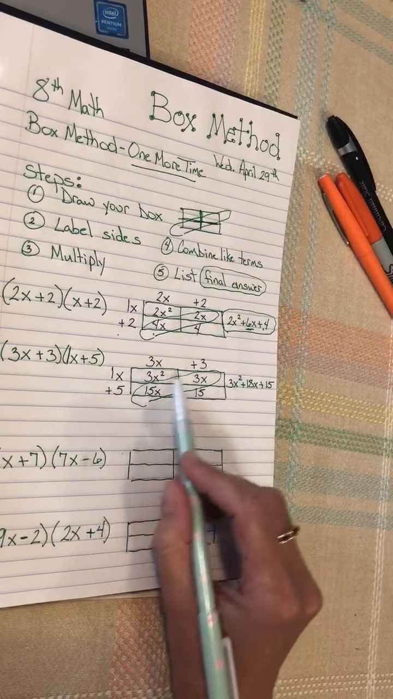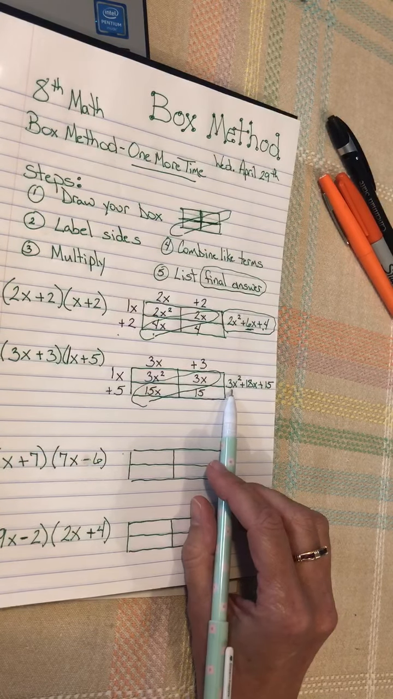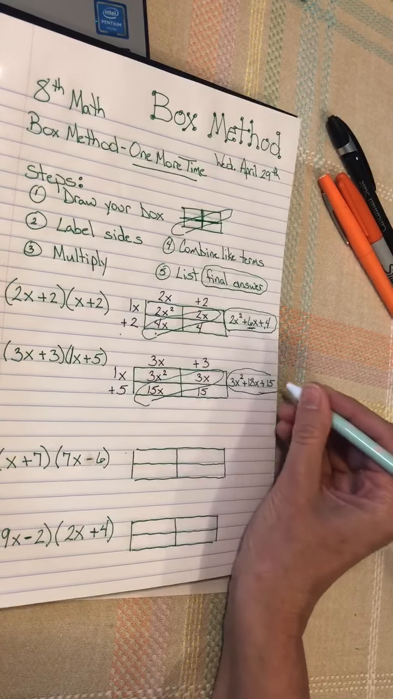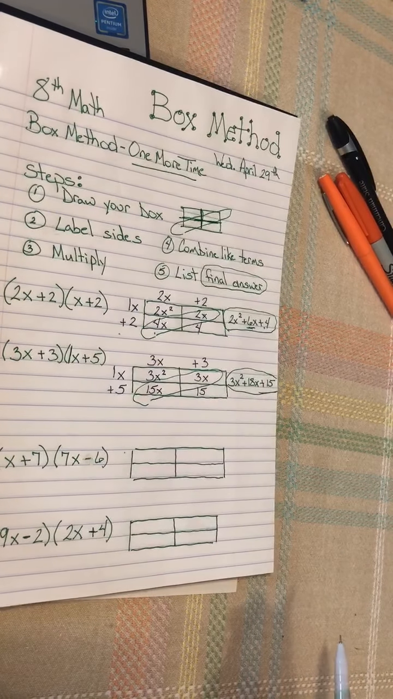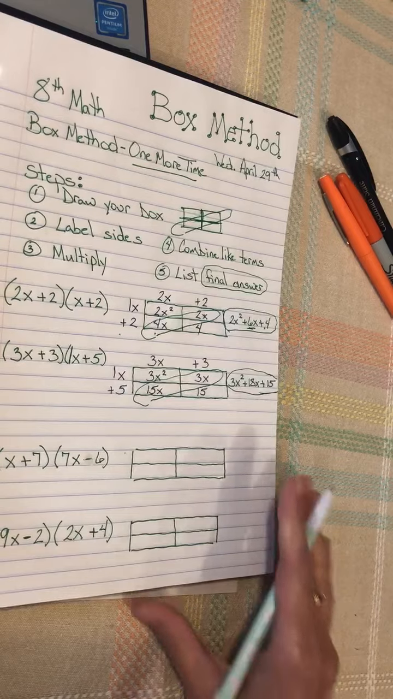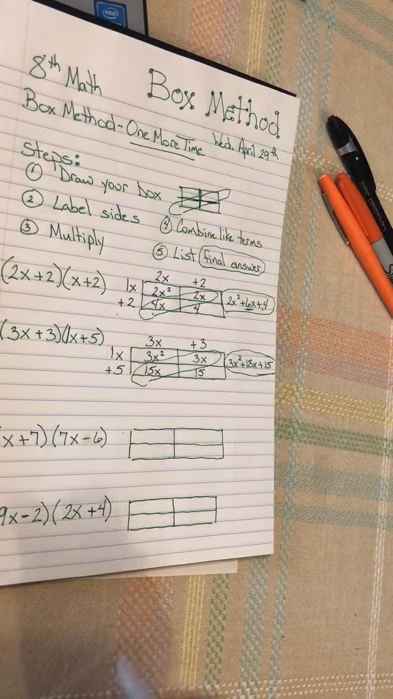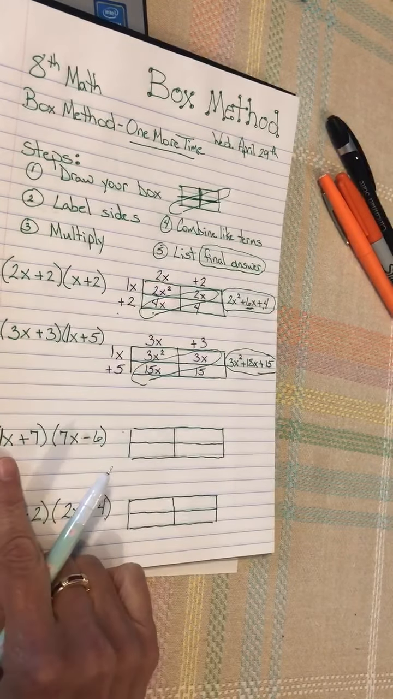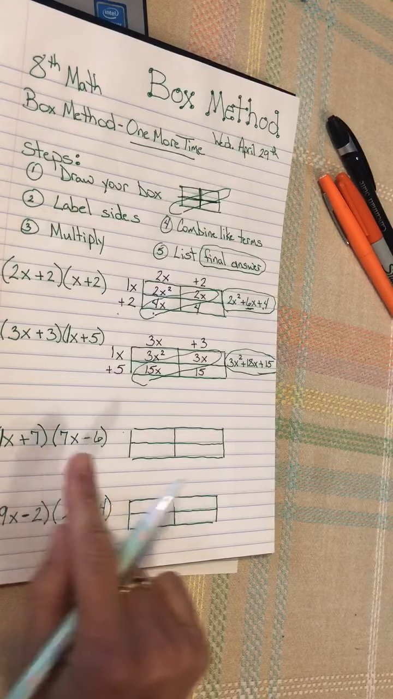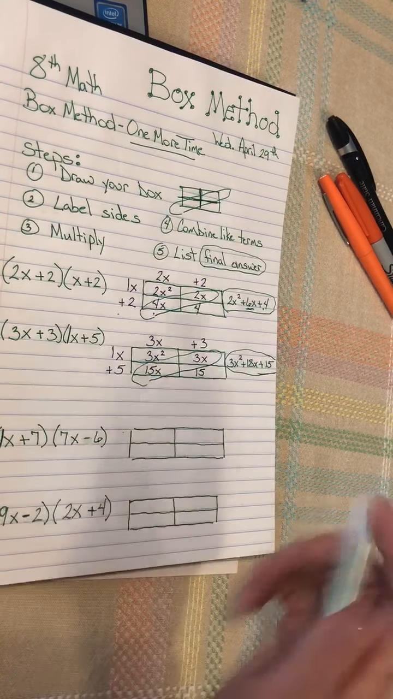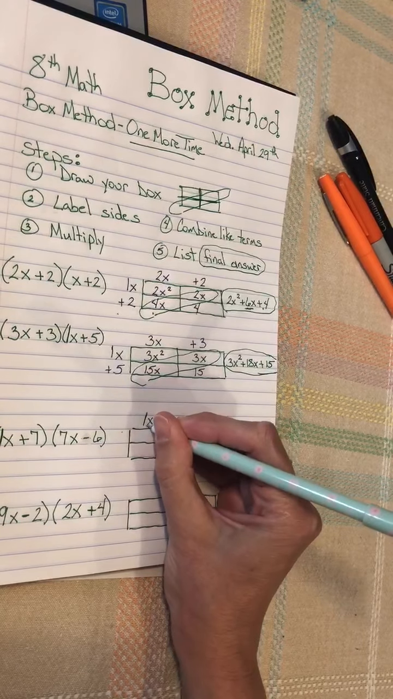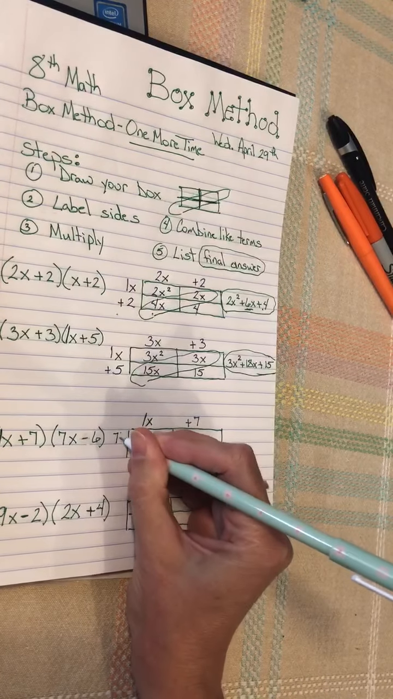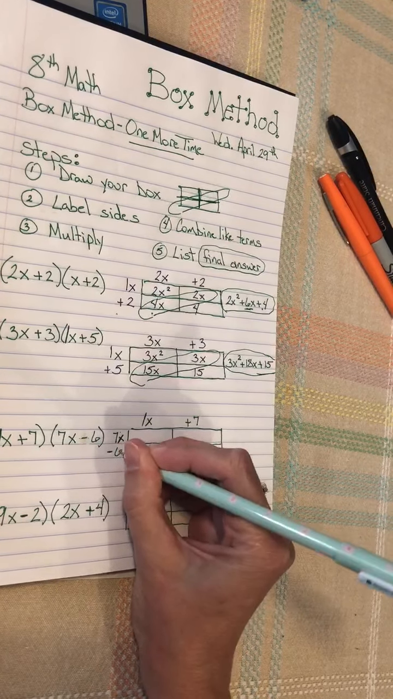All right, I combine my like terms and I end up with 3x squared plus 18x plus 15. Okay, once again, if you could circle your answer, that helps me find it when I look at your work. All right, now let's do 2 where we'll fill in the box together. I'm going to stick my 1 in here. So I have 1x plus 7 times 7x minus 6. So I'm going to put my 1x plus 7, and then I'm going to put 7x minus 6.